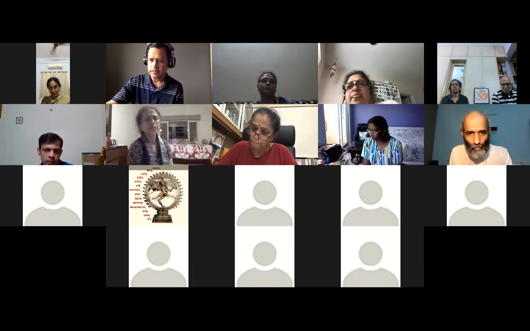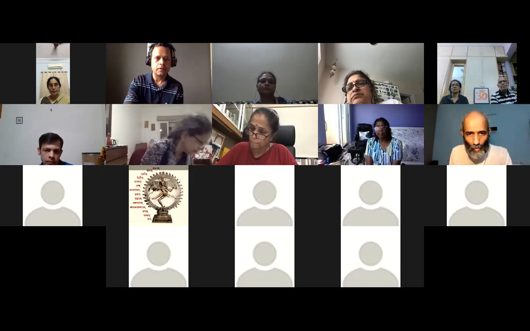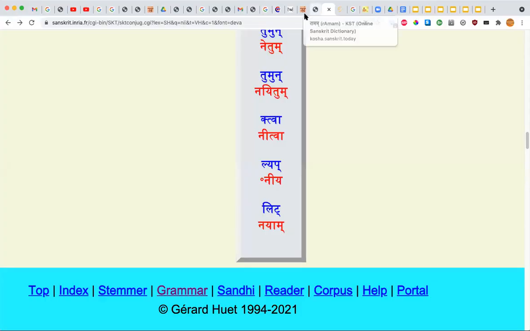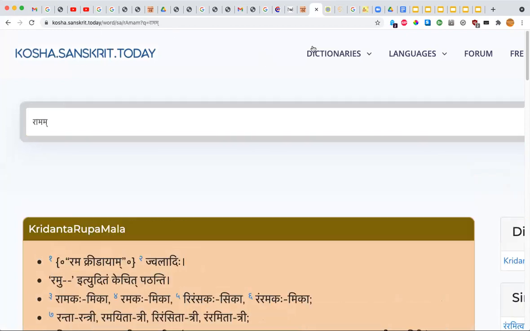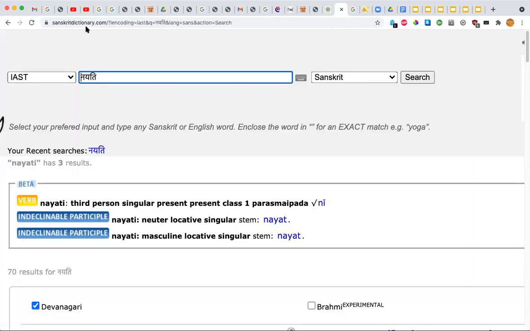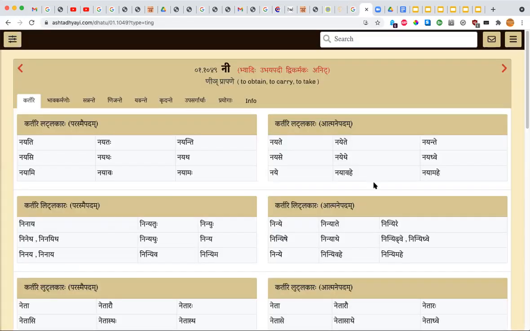Satyam. So that is why we also talked about other tools, right? So you have spokensanskrit.org. Now it has become learnsanskrit.cc. You have this to validate what you're looking at is correct or not. We also have kosha.sanskrit.today. That also you can use as a validation. And then we have sanskritdictionary.com. And then we also have ashtadhyayi.com. So you can use all of these to validate what you are doing.